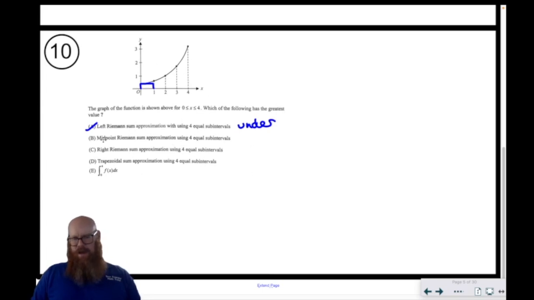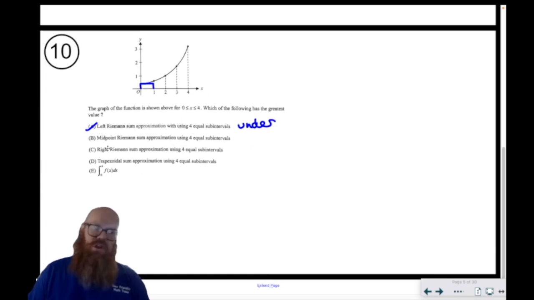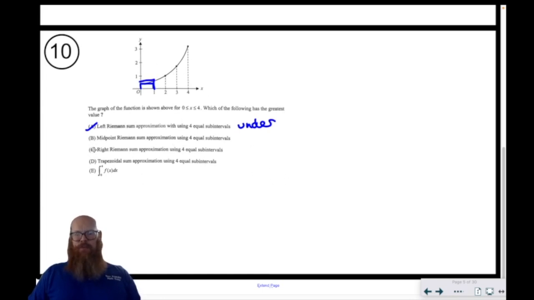Midpoint, I am not. I'm going to skip over that for now because there is a right. A right is going to be an over approximation. So I'm going to leave that going. And that is going to definitely be bigger than the midpoint. So the midpoint's now gone because the right will replace that. Okay, now the trapezoidal is going to be, and this is going to be the exact area. So we already have the right, which is going to be bigger than the exact area, so that's out.